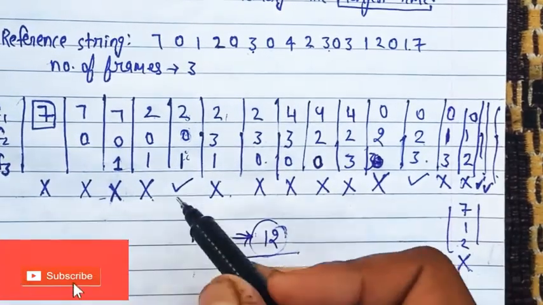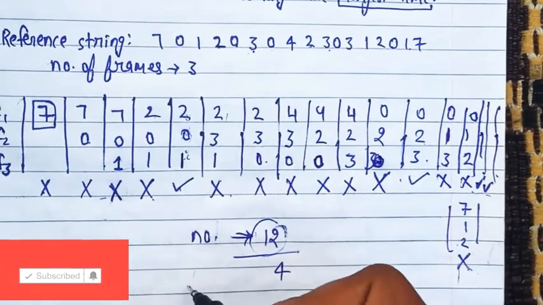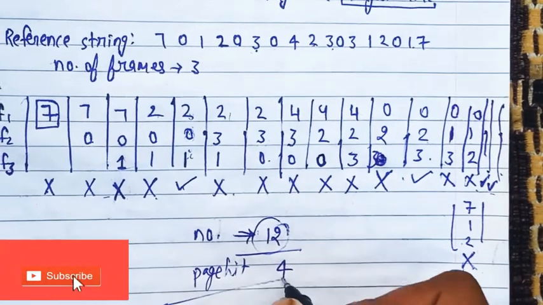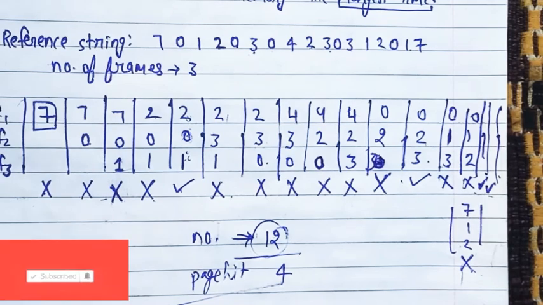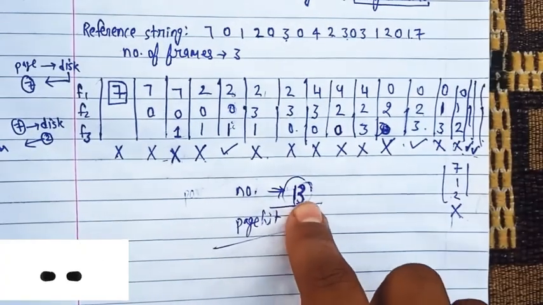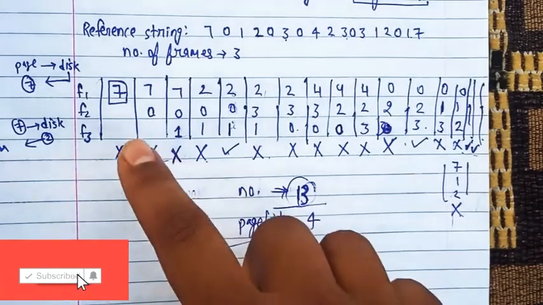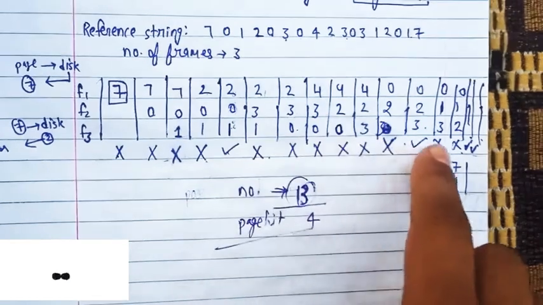How many hits are in this question? There is 1 2 3 4. So 4 is your page hit. So this is how we solve the page replacement algorithm. Sorry, there were 13 page faults because I just forgot to count this one. So total page faults are 13 and the page hits are 4: 1 2 3 4.